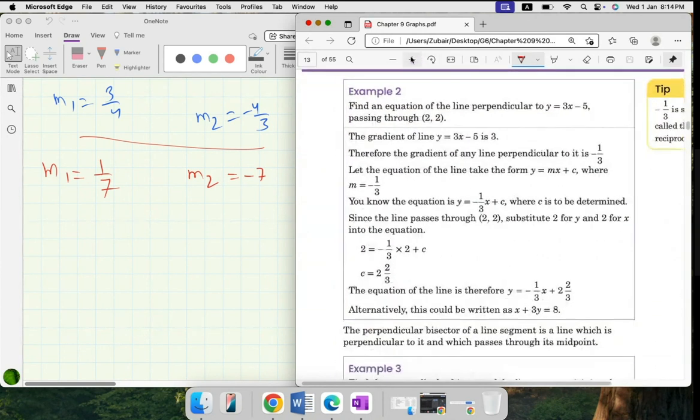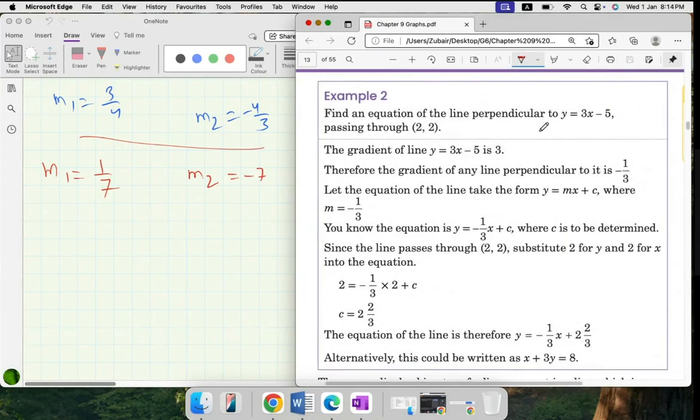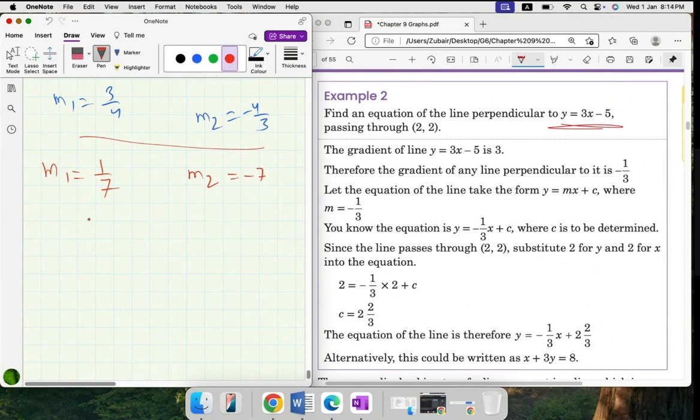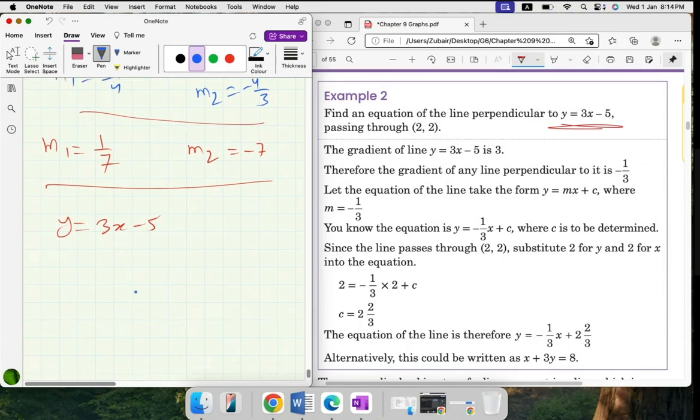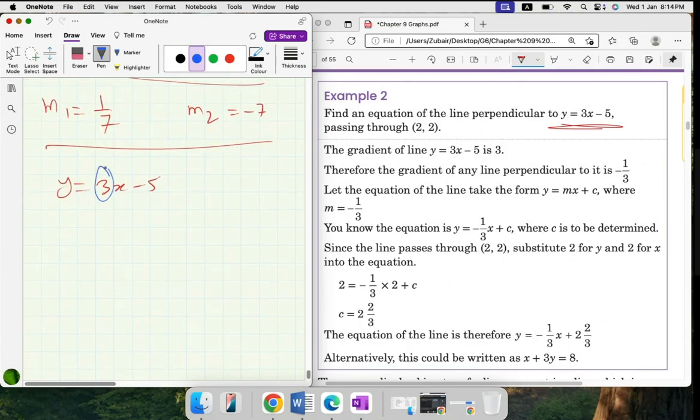Another worked example: find the equation of the line perpendicular to this and passing through this. So the equation is y equals 3x minus 5. For any equation, we always need one gradient and one point. So gradient of this line is 3. So gradient of perpendicular would be, m1 into m2 is equal to -1. So 3 into m2 is equal to -1. M2 is equal to -1 by 3.